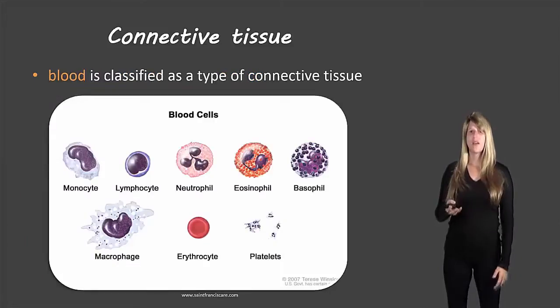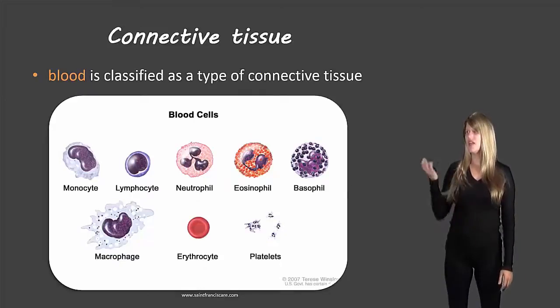And then one last part about connective tissue is that blood is actually classified as a type of connective tissue, and you can see some of the different types of blood cells are shown in the picture there.